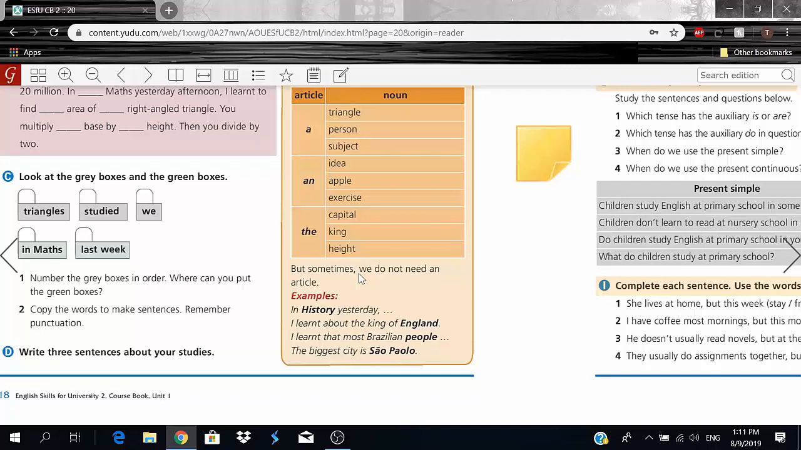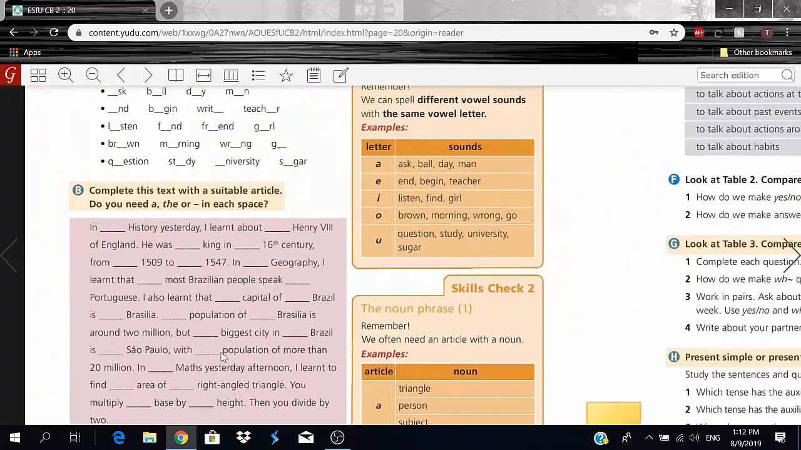I learned about the King of England. I didn't say I learned about the King of the England. No, okay? So it just depends on the situation, you guys. I learned that most Brazilian people. I didn't say I learned that the most Brazilian people. That's wrong. The biggest city is Sao Paulo. I don't say the biggest city is the Sao Paulo. Okay? Now, let's hop into the exercise.